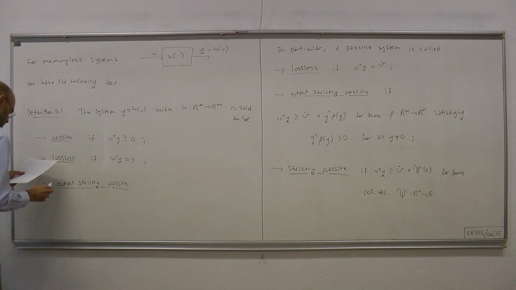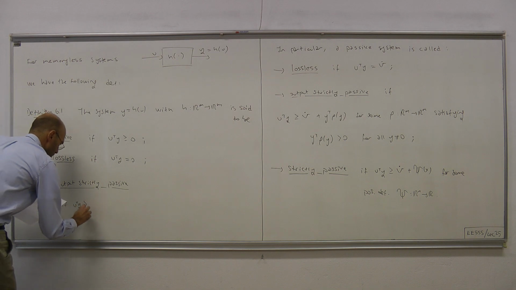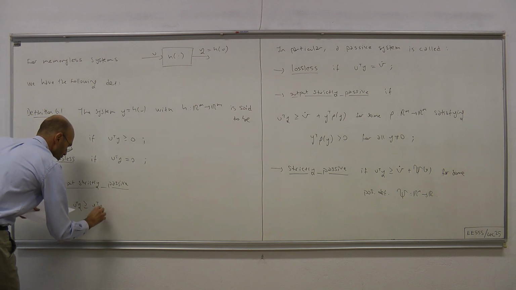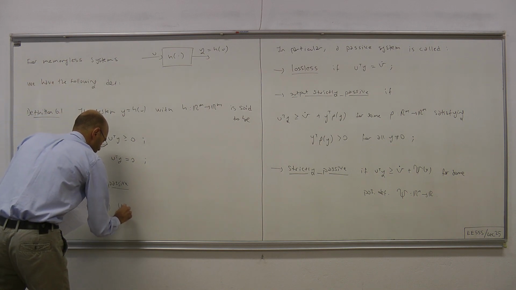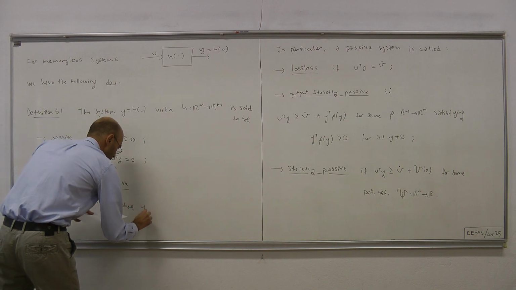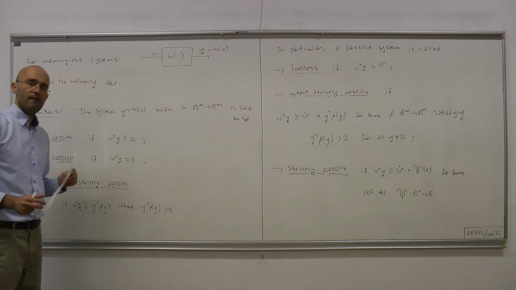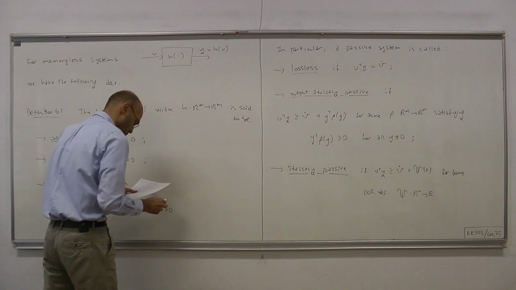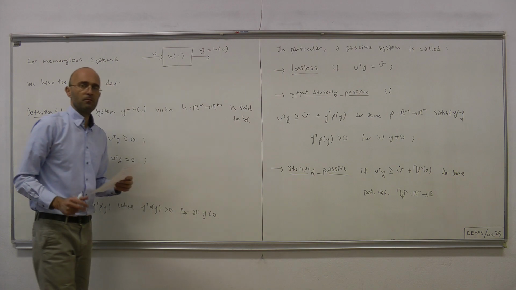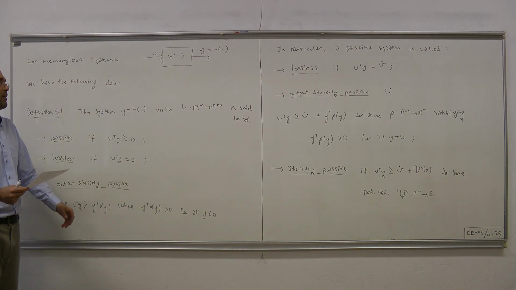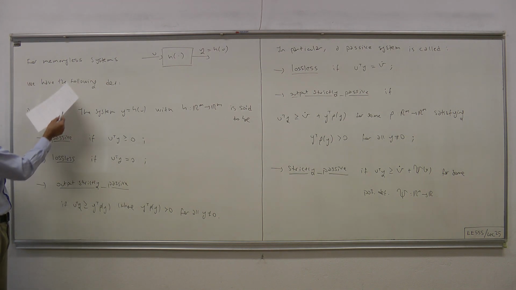if u transpose y is greater than or equal to some positive-definite function of y, where y transpose rho of y is always positive for all non-zero y, for all y different than 0. Okay. So those are the definitions, sub-definitions of passivity for static maps.